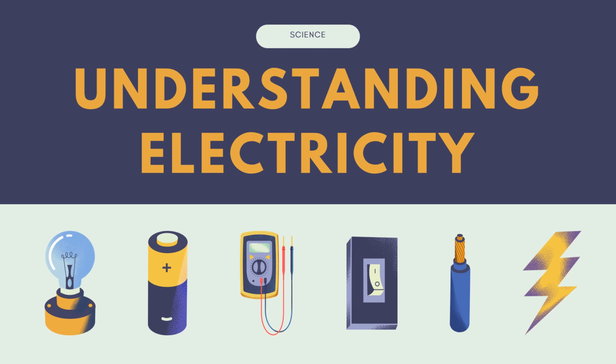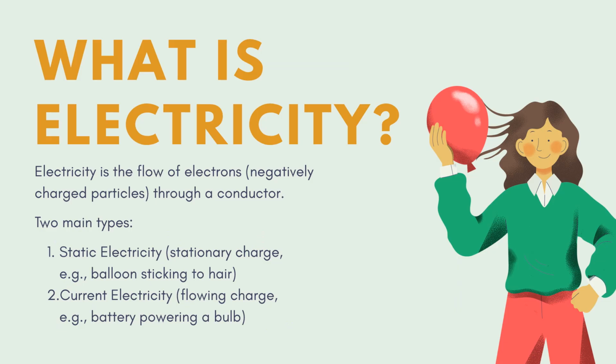Students, in this video lesson, we will be understanding electricity. What is electricity? Electricity is the flow of electrons. Electrons are the negatively charged particles of an atom. Electricity flows through a conductor.